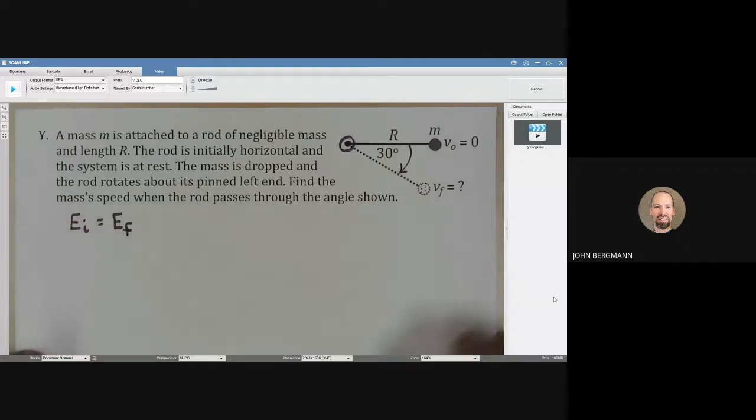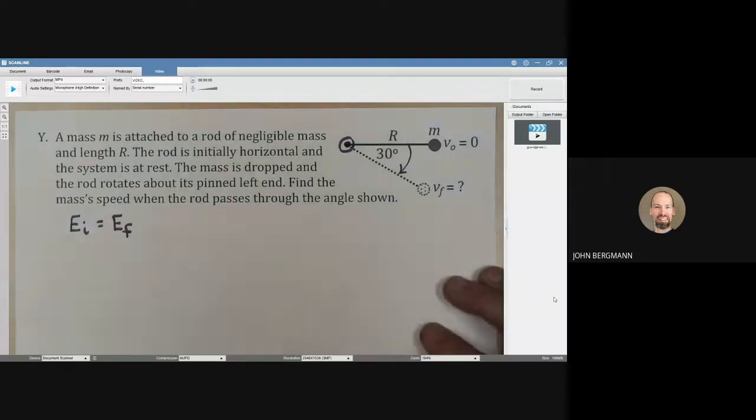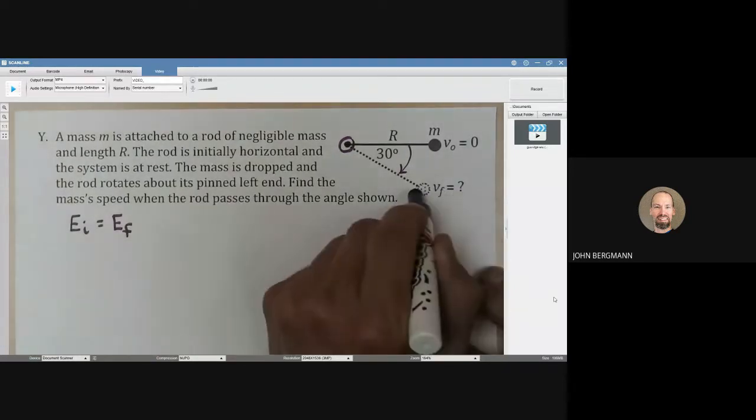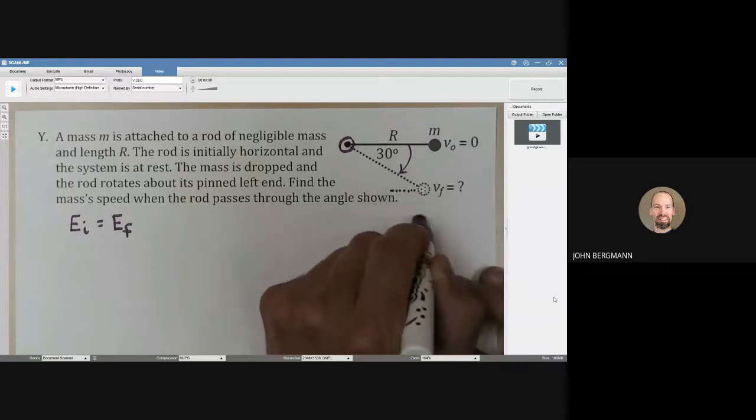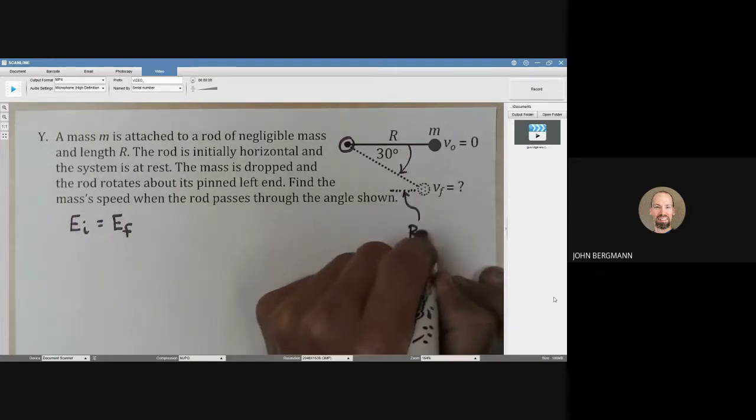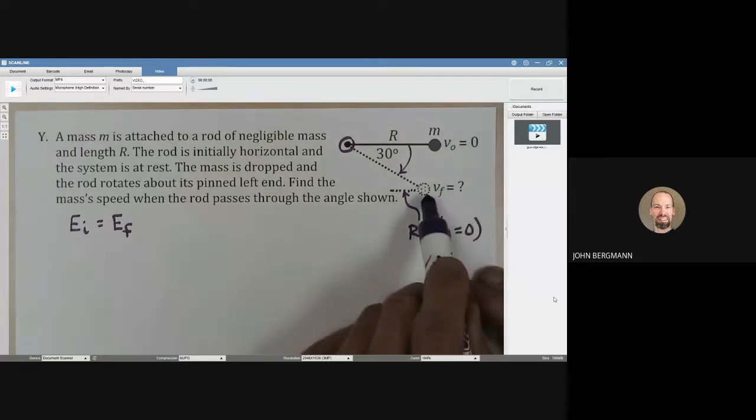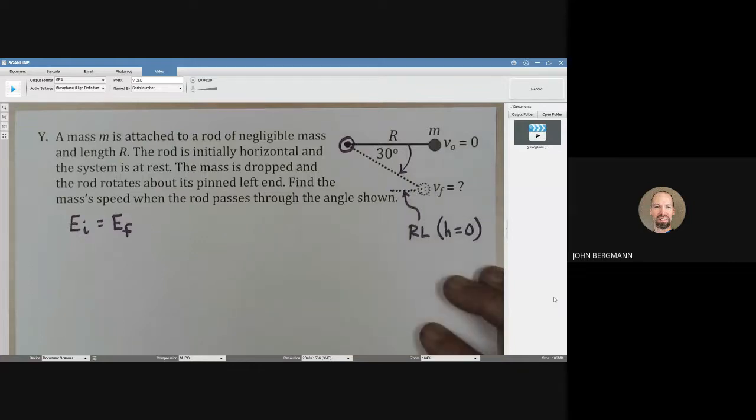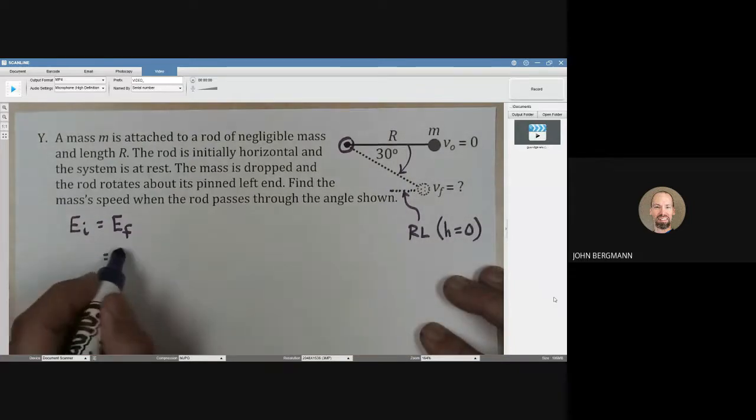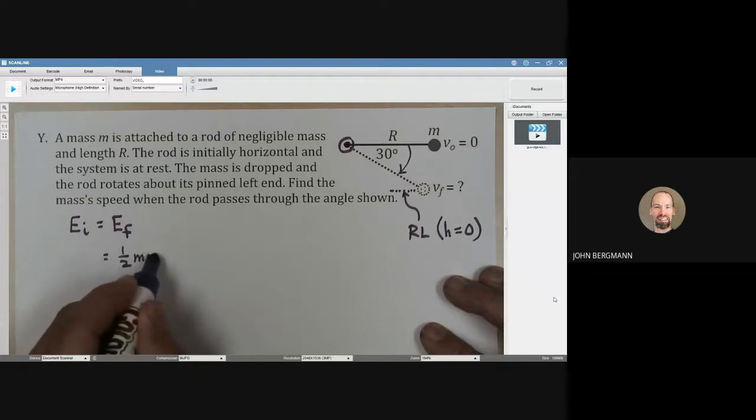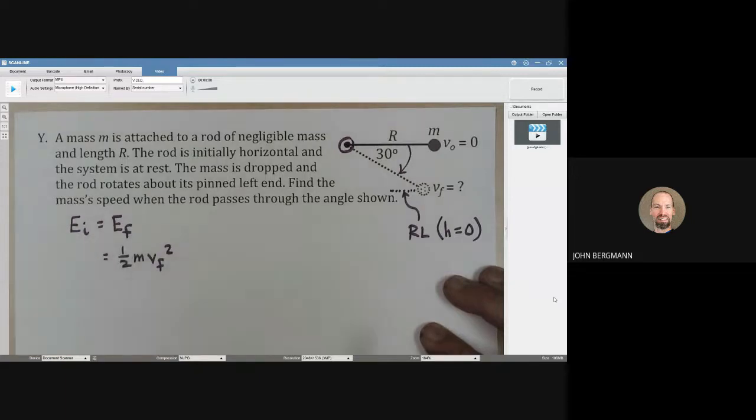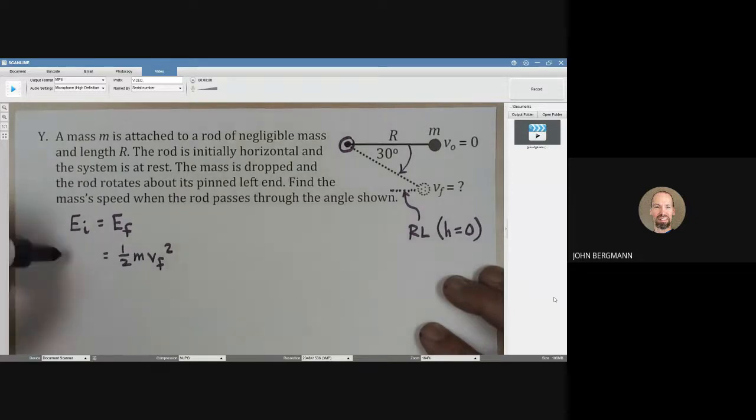There are any number of ways you can do this, but the way I'm going to do it is I'm going to say, right along here, that's going to be my reference line, which means H equals 0 right there. The mass at this point will have only kinetic energy. So E final is going to be 1/2 m V final squared. It will have no gravitational potential energy. But initially it does have gravitational potential energy equal to m times g times h.